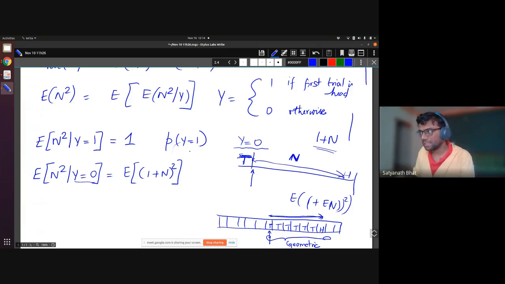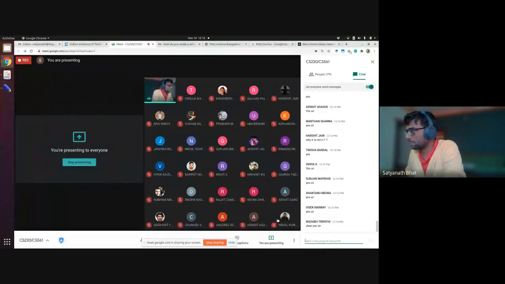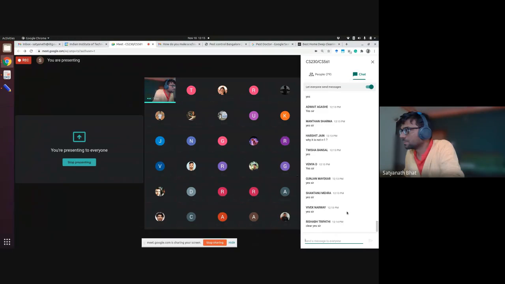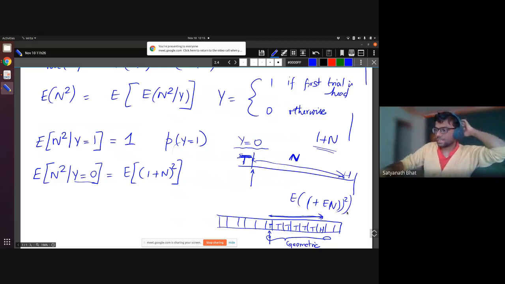So in the case that I'm conditioning on y equal to 0, in that universe the first one is a tail, but after that, whatever comes is going to be geometric, and that random variable is n. So that's why it is 1 plus n whole squared and not n minus 1. Harshit, I hope I have answered your question.